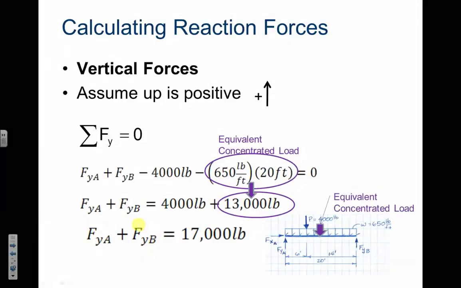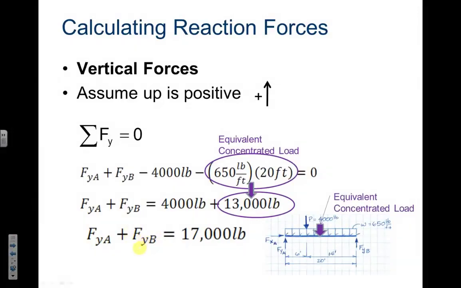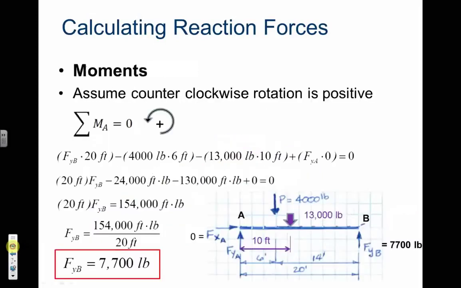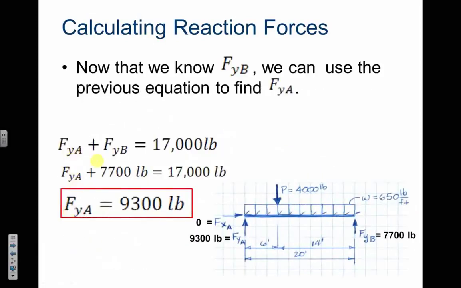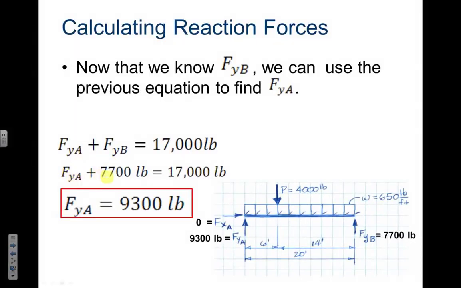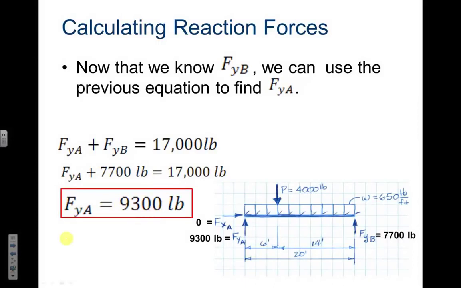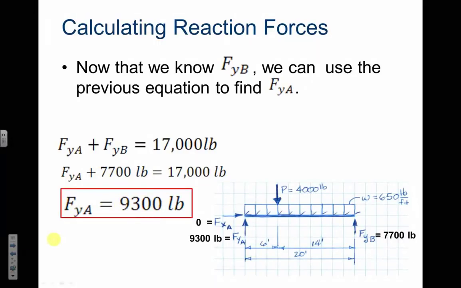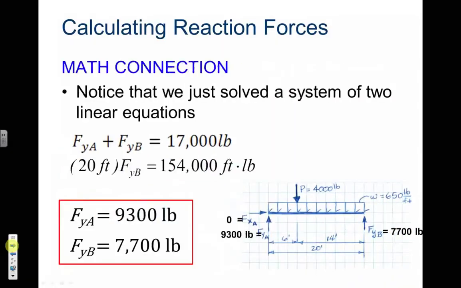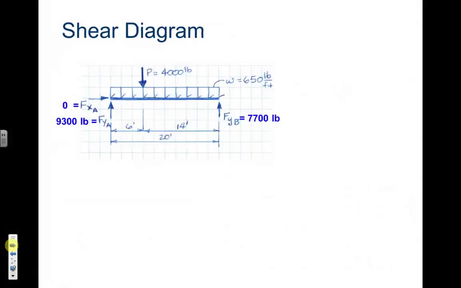We already found FYB, that was 7,700 pounds. And if we do that, here we go, FYA plus 7,700 pounds equals 17,000 pounds. FYA must be 9,300 pounds. For the Y forces, notice that this is positive because it's going up in the positive direction, and same with the 7,700. This isn't saying anything new.